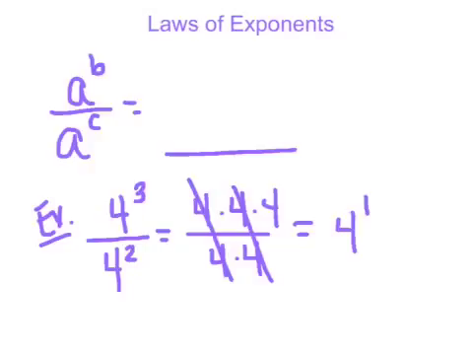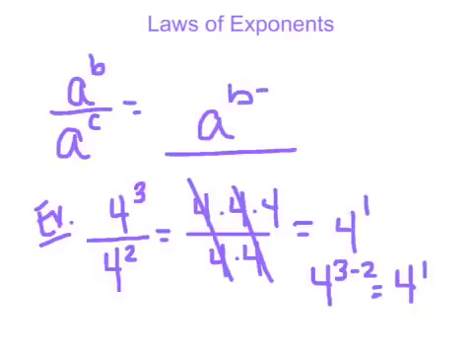So are you seeing a shortcut here? We took 4 cubed divided by 4 squared and we end up with 4 to the 1st. Yep, we just kept the base the same and subtracted the exponents. So our shortcut rule is, just like she said, keep the base the same and subtract the exponents. Now you have to remember, when we subtract the exponents, it's the numerator minus the denominator.